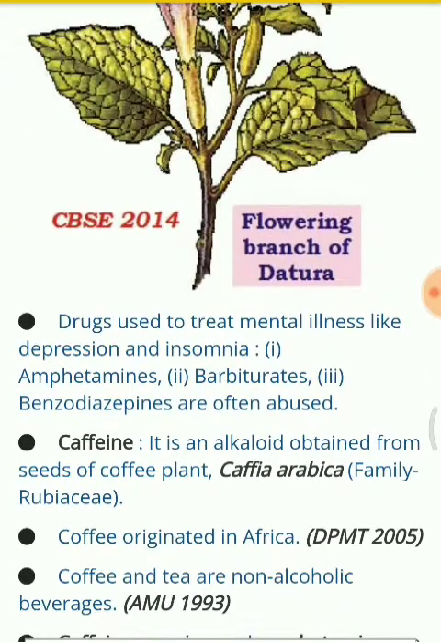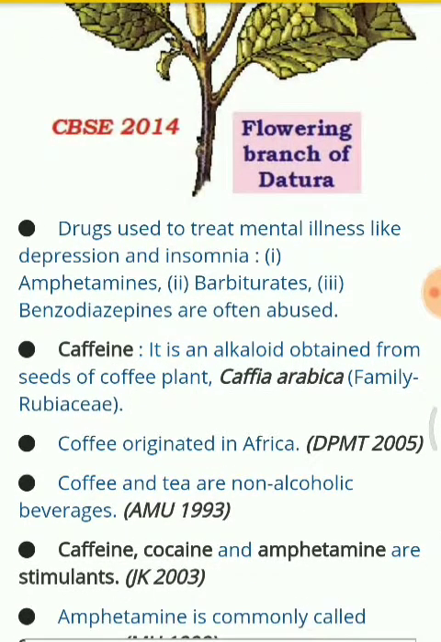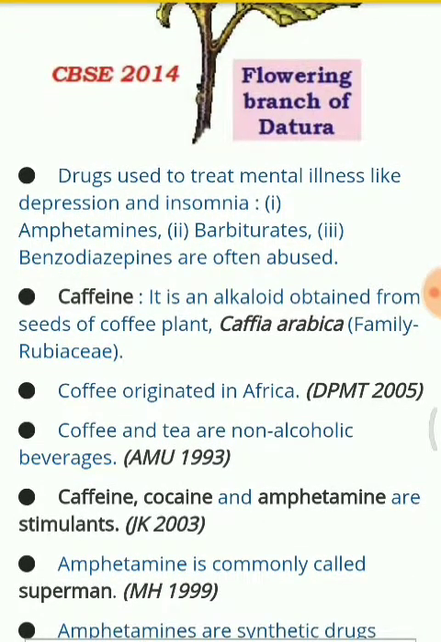Drugs used to treat mental illness like depression and insomnia, amphetamines, barbiturates, benzodiazepines are often abused. Caffeine is an alkaloid obtained from seeds of coffee plant Coffea arabica. Coffee originated in Africa. Coffee and tea are non-alcoholic beverages.